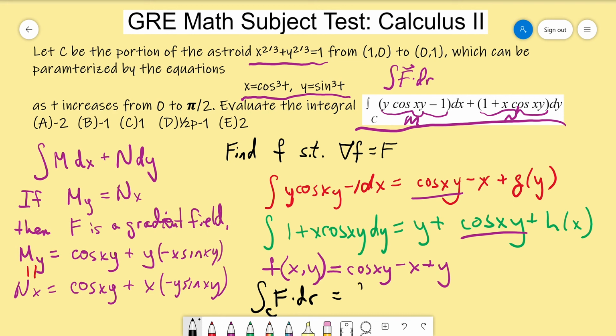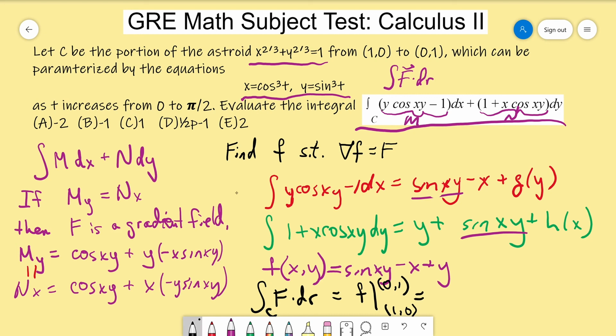So this is going to be f evaluated from (1, 0) to (0, 1). Oh sorry, this is supposed to be sine. So sine xy, same thing here. Let me fix this as well, sine of xy. Okay, good.